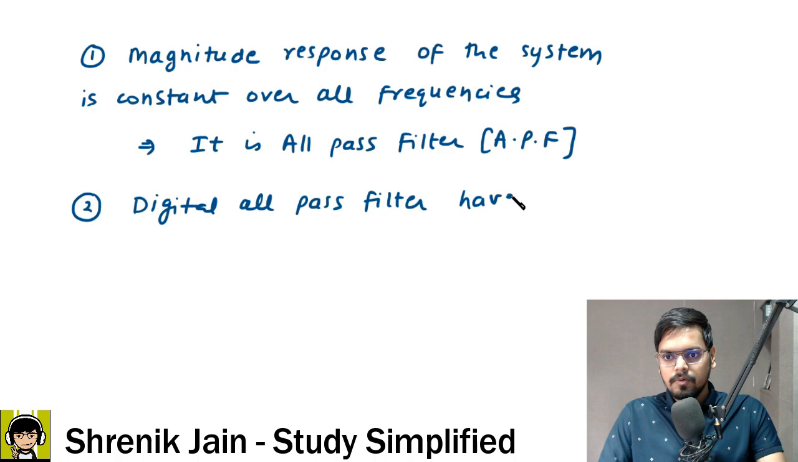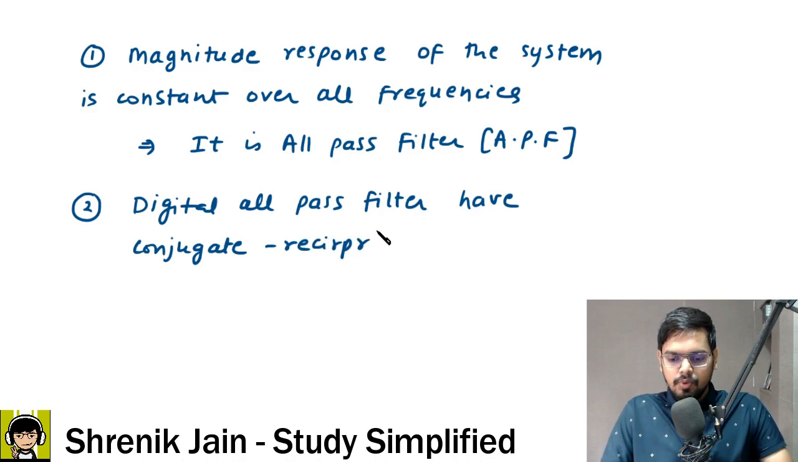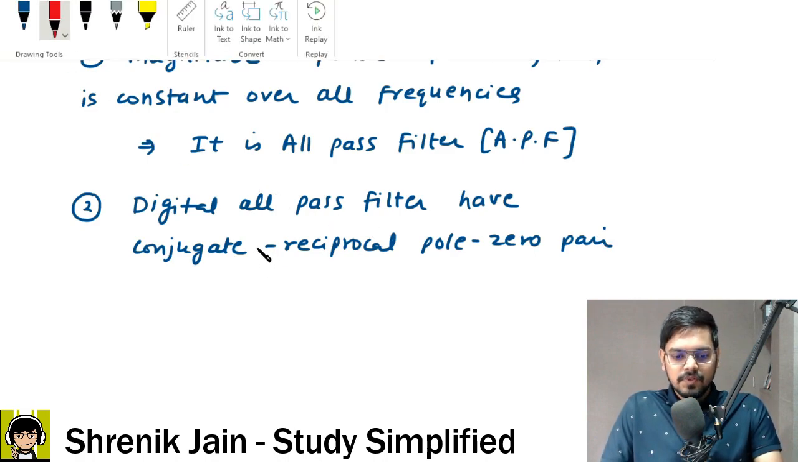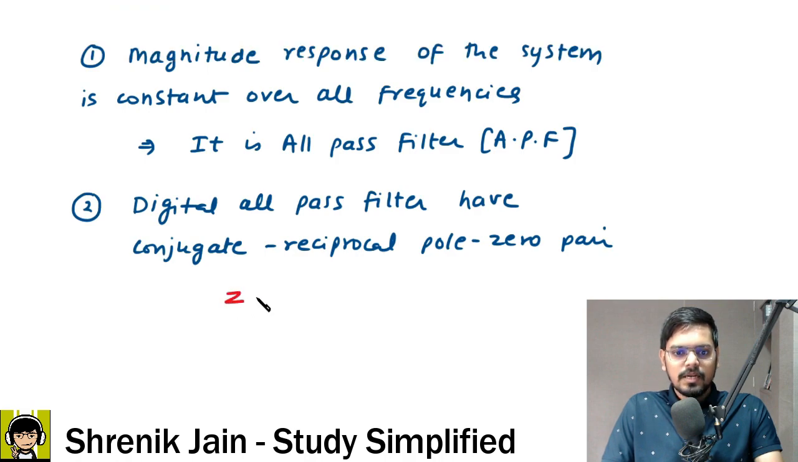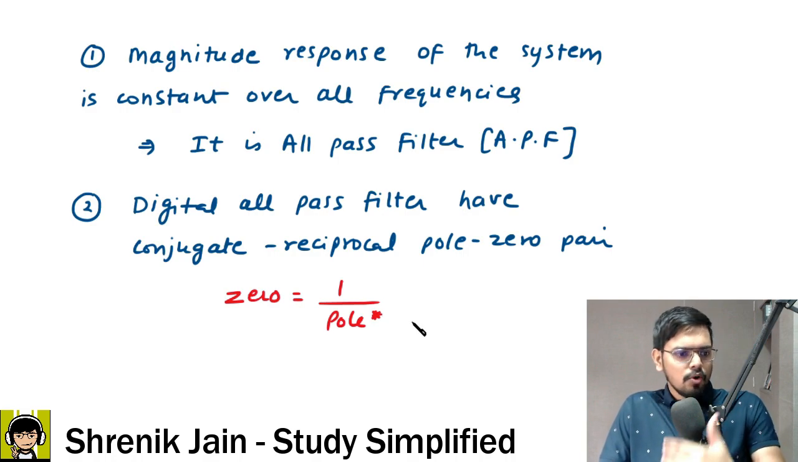have conjugate reciprocal pole zero pair. So what does this mean? It simply means if you have a zero represented as z, then z is equal to 1 upon, reciprocal means 1 upon, then we have the conjugate pair, conjugate pair means pole conjugate. Star means conjugate. I hope now it's very clear.